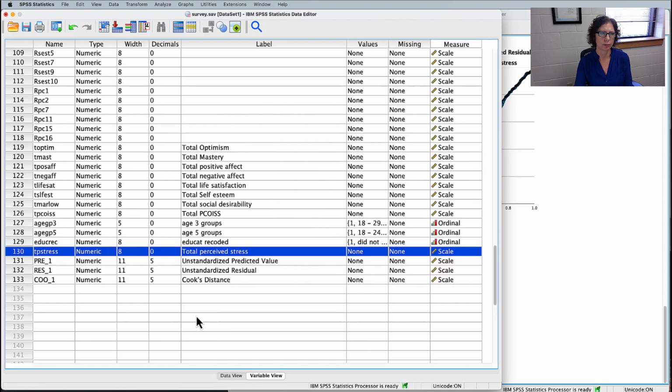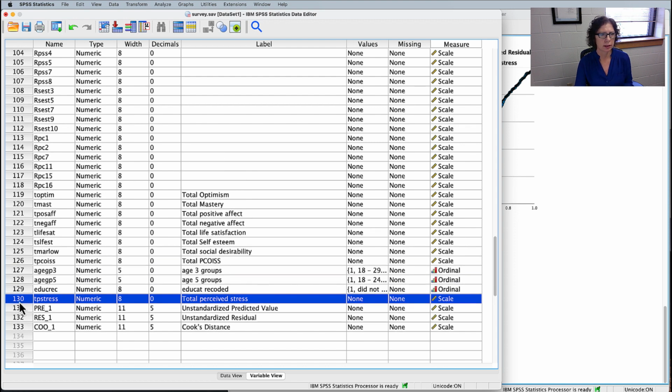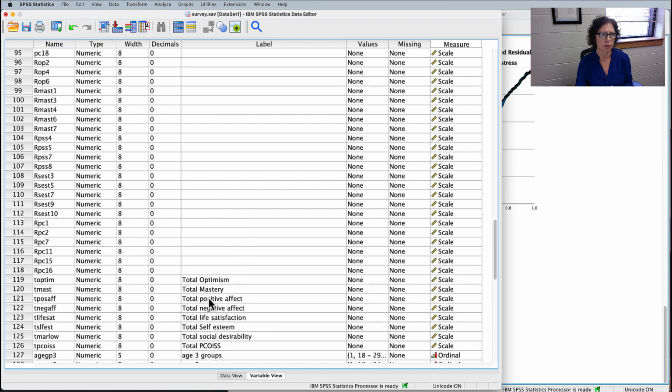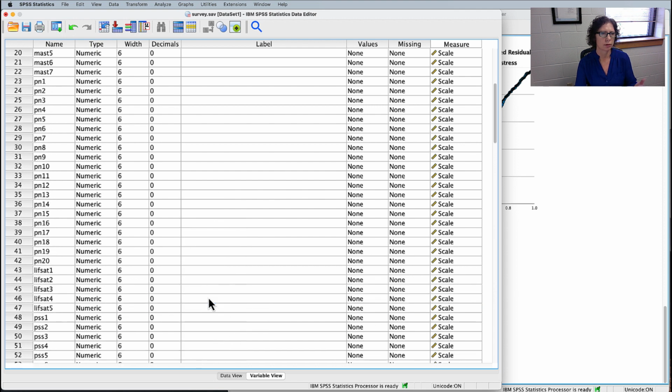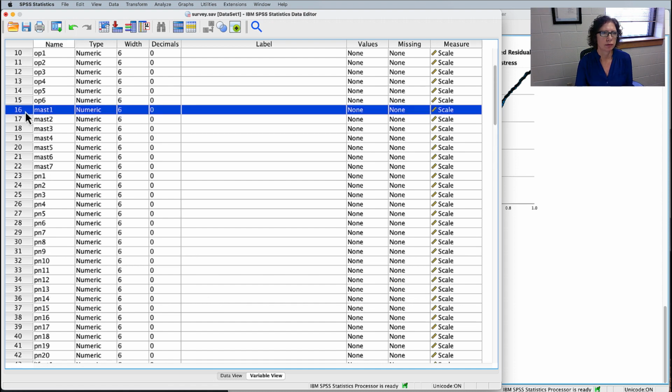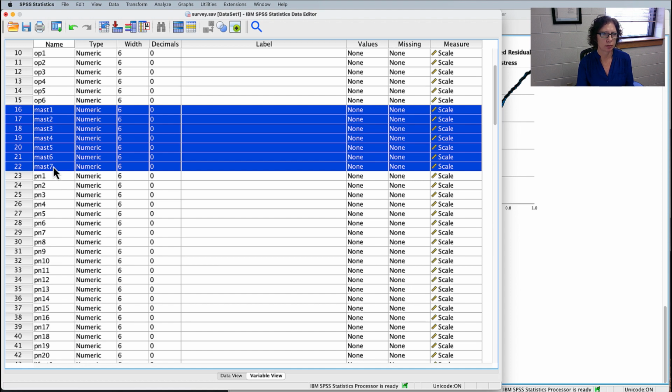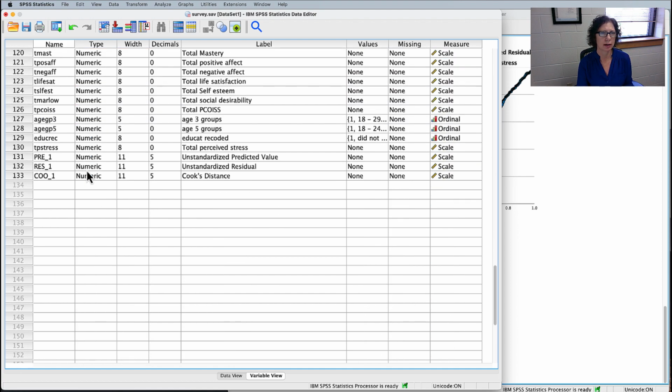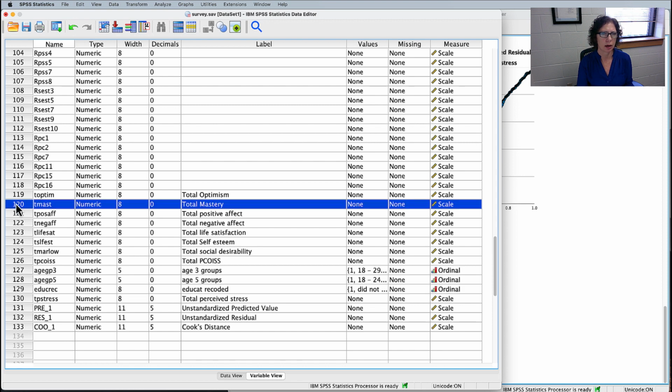I'm going to go back to our variable view. And singularity has to do with, are we counting things twice? Remember when we were creating scale level scores, all of these items go into the total scores. So if I have something like mastery and I'm looking at mast 1 through 7 that goes into the scale level score of total mastery, I wouldn't want to have the items and total mastery in the equation at the same time, because then I would be counting those items twice, once as items and once that they're in the scale level score.